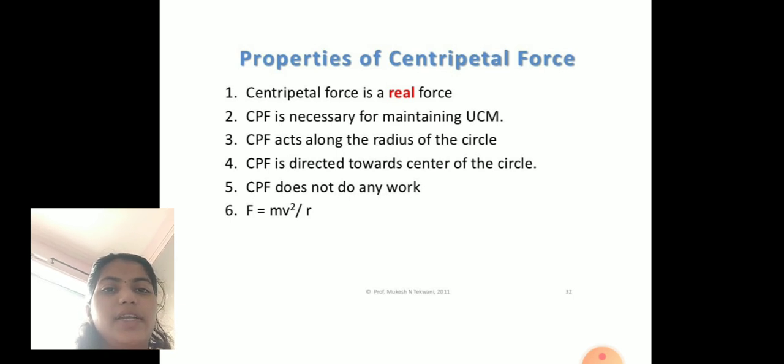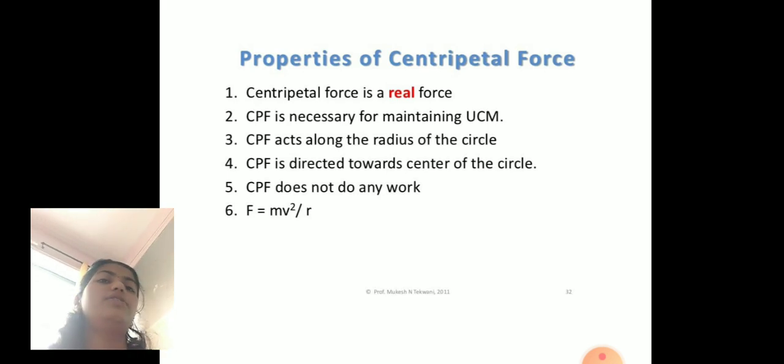Then centripetal force does not do any work. It's a real force, a constant force. Then F is equal to mv square divided by r. Here, as we have seen previously, it follows Newton's second law, where r is the radius of the circular path, and our second law is F equals ma. Here acceleration is v square by r.